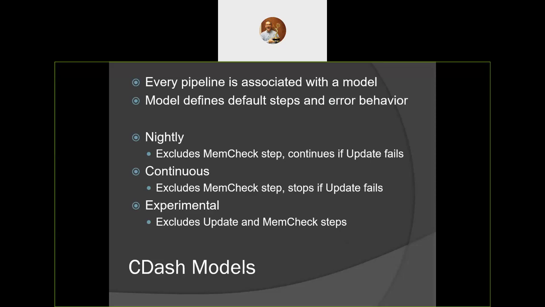Continuous is meant for continuous integration kind of builds where if the update fails, you don't want to continue and do anything, because the whole point was to get the new changes from version control and try and build them and make sure that everything runs. So if you couldn't get something from version control, that indicates you've got a problem, so you want that to fail. Or you don't want it to proceed is probably a more correct way of saying it.